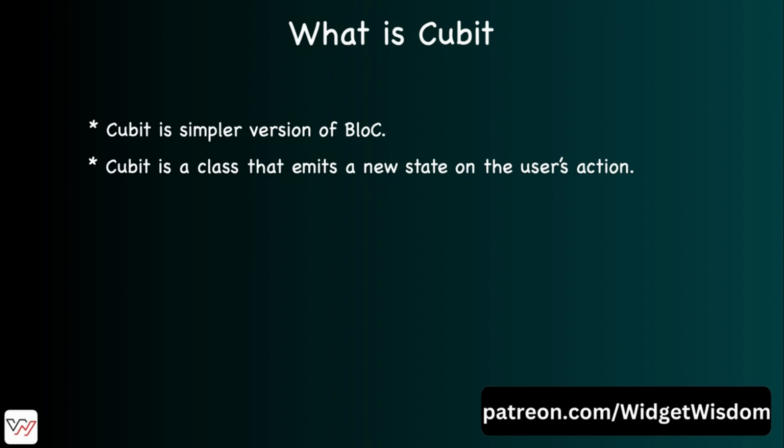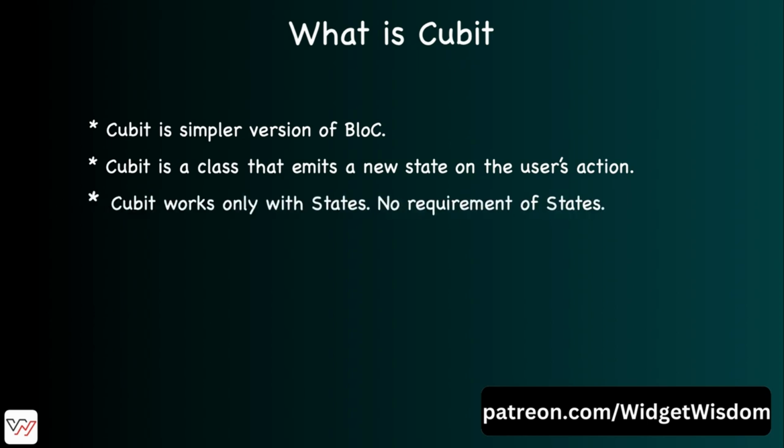A Cubit is basically a class that emits new state based on actions or events. Every time you press a button or change something in your app, the Cubit changes the app state and your UI updates accordingly. Now you may ask that the same thing can be done by Bloc. So why do I need to use Cubit?